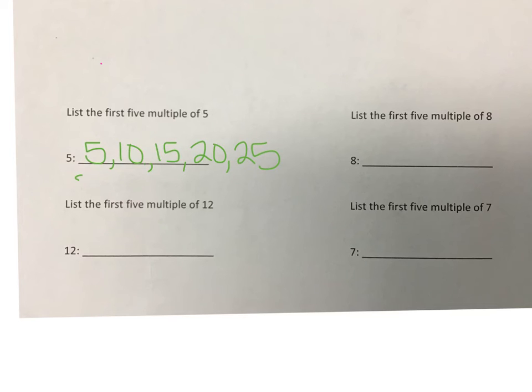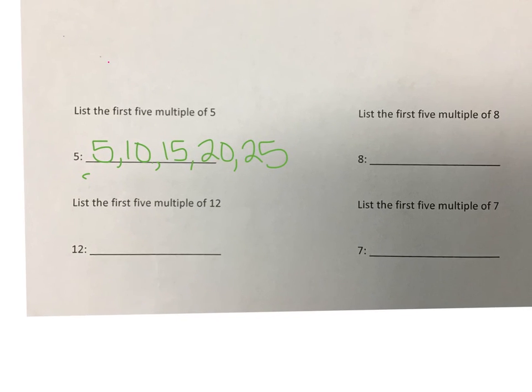So 5 times 1 is 5, 5 times 2 is 10, 5 times 3, and so forth and so forth. So that is how you're finding multiples. You're doing your skip counting, multiply it by 1, multiply it by 2, and so forth. So let's do our multiples of 8. First we have 8. Then let's go up by 8. 8 times 2 is 16. Go up by 8 again, and we get 24, 32, and then 40.